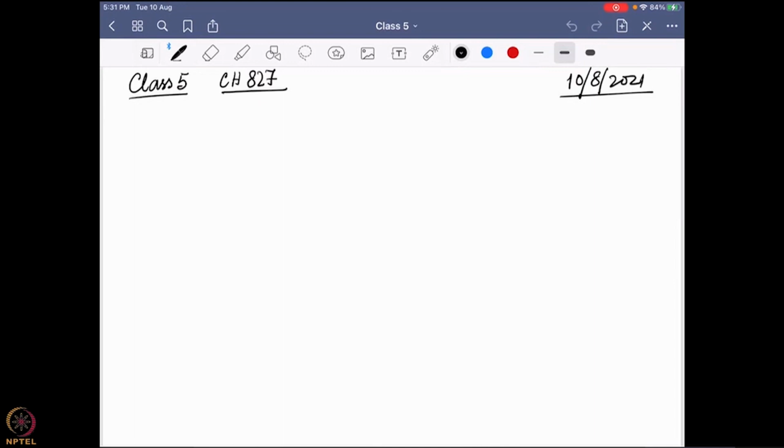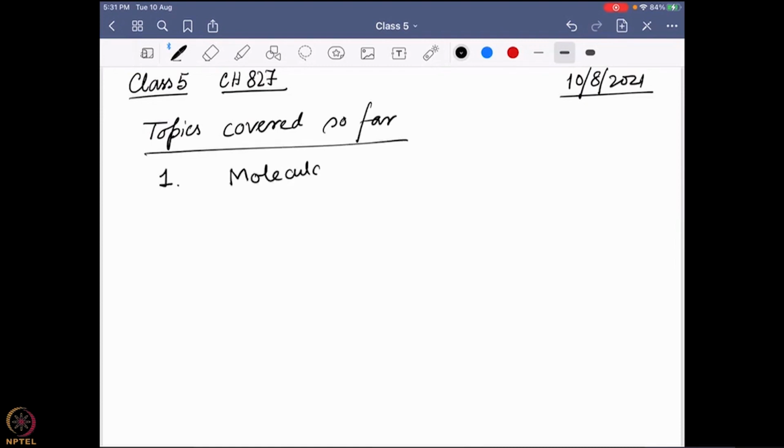So far, the things we have covered, let me just point it out, are the following: that molecular structure and molecular properties are very much connected, so they actually depend on each other. So there is a close connection between them.